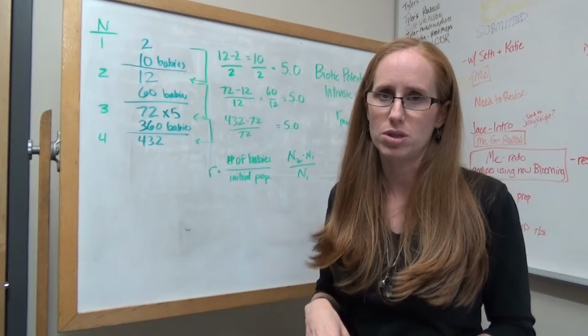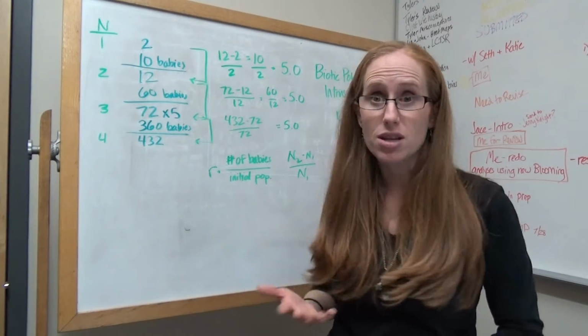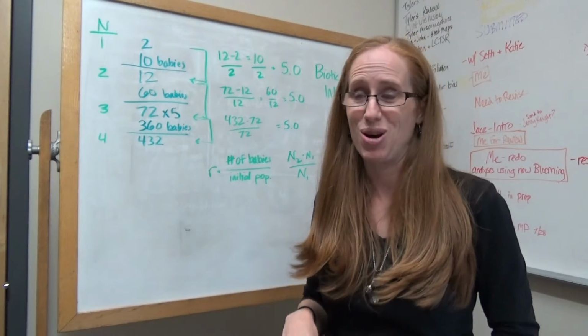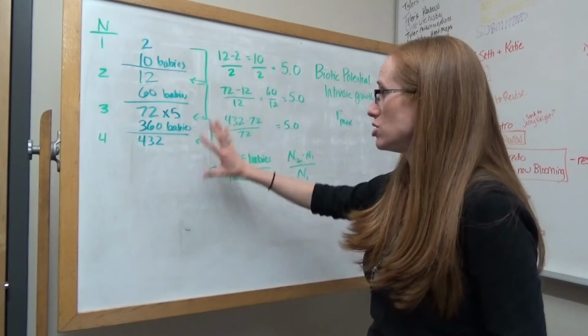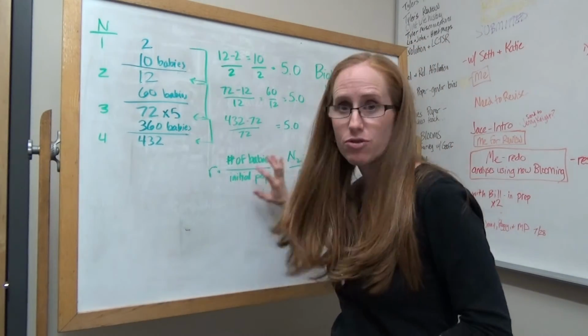Now, we don't reach our biotic potential for various reasons, but the fruit flies, they're doing their darndest to reach their biotic potential by producing 10 babies every week. So that's the R max, and you figure it out by this formula.